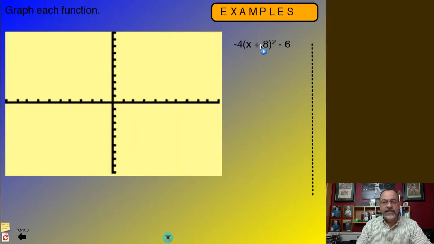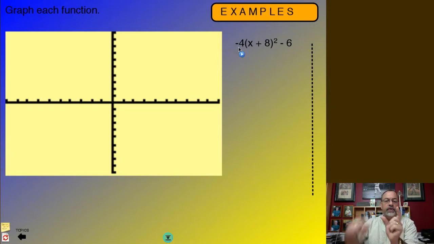So let's go ahead and take an example. Here, let's graph this. It's already in vertex form. So the negative sign tells me it's going to open upside down. The 4 is going to be a stretch, and remember, a stretch is going to make that U more narrow. And then the horizontal shift here is to the left 8, and the vertical shift is down 6. So using that information, I can sketch this very quickly.